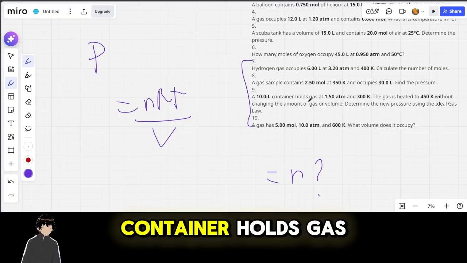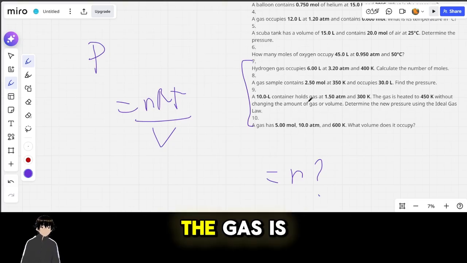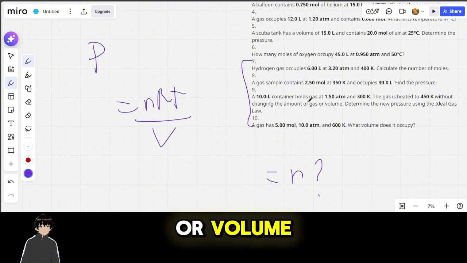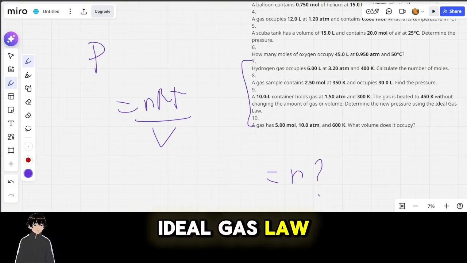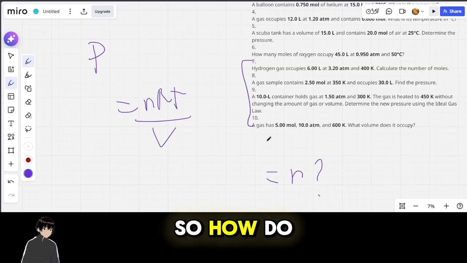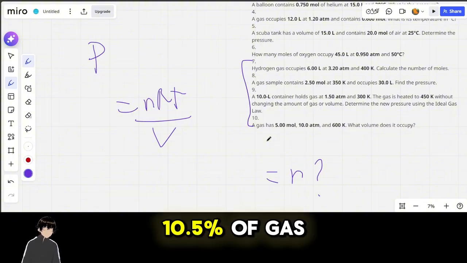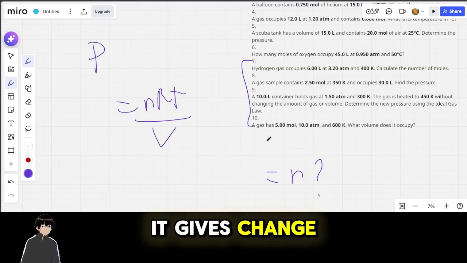A 10-liter container holds gas at 1.50 atmospheres and 300 Kelvin. The gas is heated to 450 K, changing the amount of gas or volume. Determine the new pressure using the ideal gas law. So how do we do this?